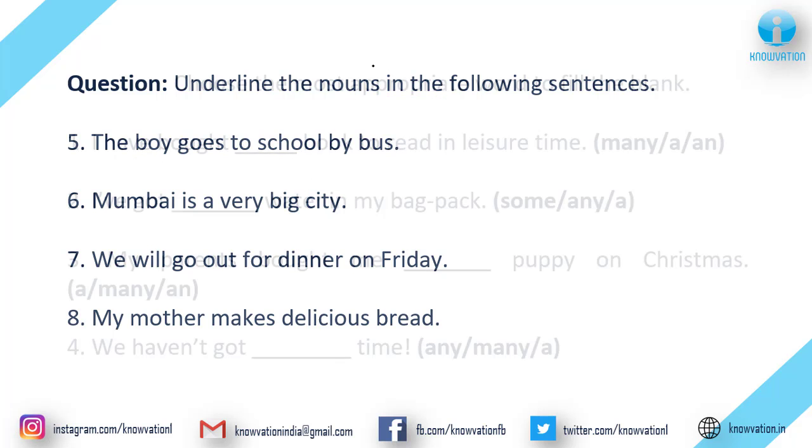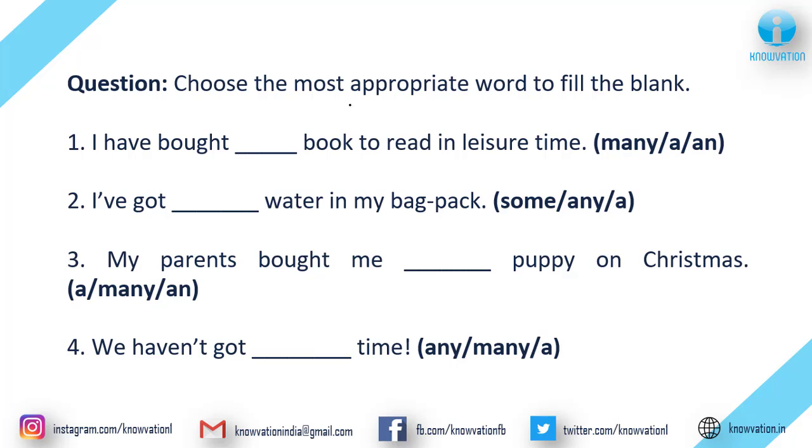आगे बढ़ते हैं. Now we have to choose the most appropriate word to fill the blank. This is an important type of question, so please be very careful. I have bought dash book to read in leisure time. Friends, first of all, notice this noun, is it countable or uncountable? It's a countable noun. And is it plural or singular? क्या ये एक बुक की बात हो रही है या बहुत सारी बुक की बात हो रही है? This is singular. We are talking about a singular book. अगर ये plural होता तो फिर यहाँ पर books लिखा होता. ठीक है? So it's a singular book.